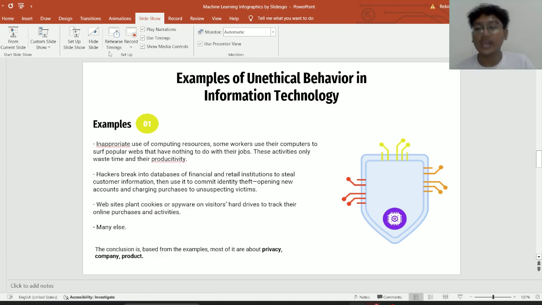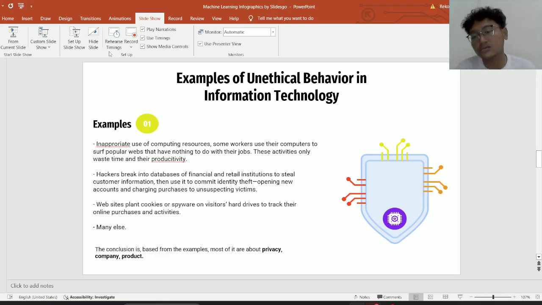And the second is hackers breaking into databases of financial and retail institutions to steal customer information, then using it to commit identity theft, opening new accounts and charging purchases to unsuspecting victims. So, as I said before, there must be some people taking advantage just because the growth of the internet is fast, and some of them are hackers. They are gonna steal our personal information, data, or anything else, then use it for illegal activities.